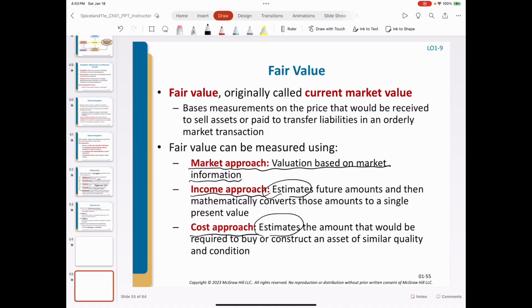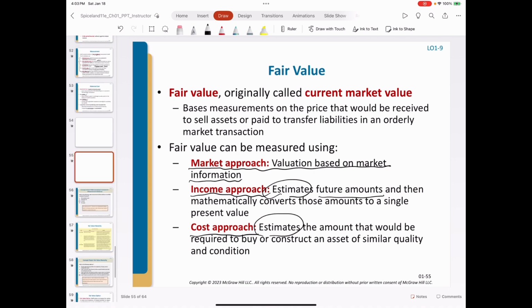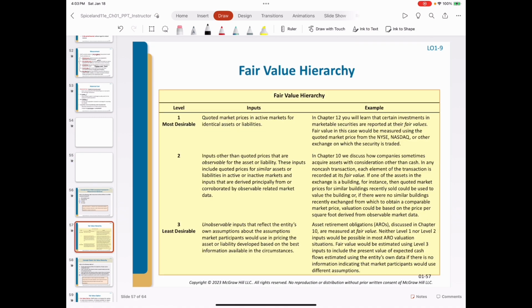These two both are estimates. The income approach is very similar to the one I just introduced, the present value of the future cash flows, and cost is very similar to the replacement cost. And these three measures, depending on their reliabilities, can be classified into three hierarchy levels. In this table, we can see for the fair market value approach, we have three levels in the order of reliability. Level 1 has the highest reliability, while level 3 has the lowest reliability.